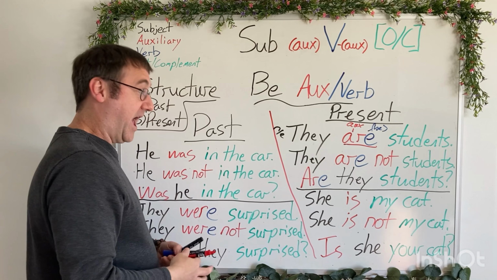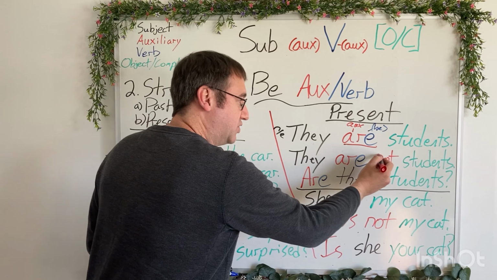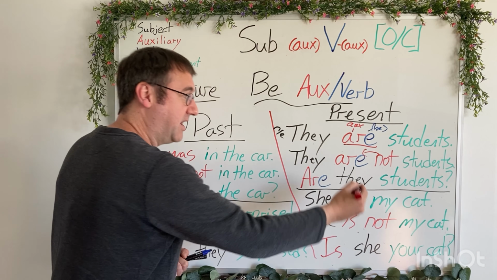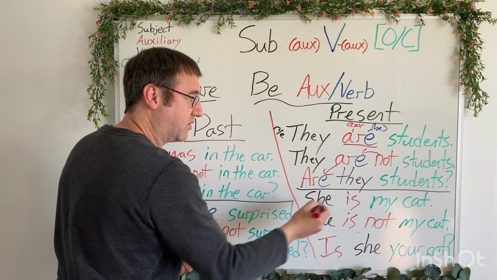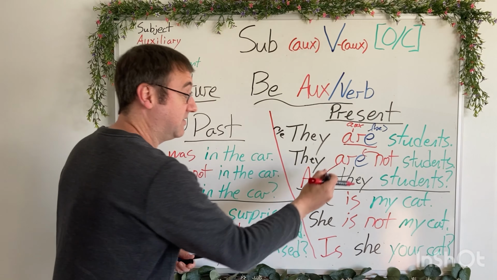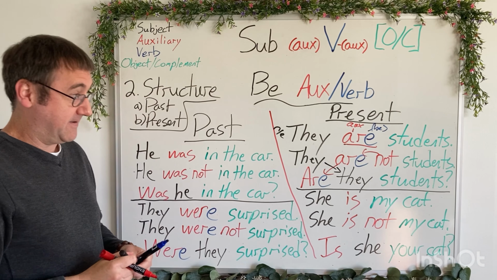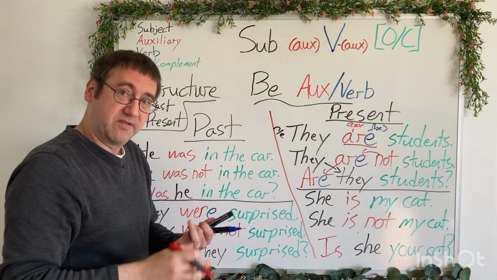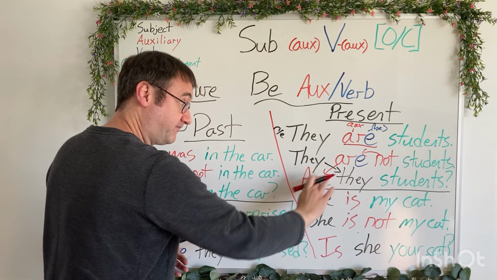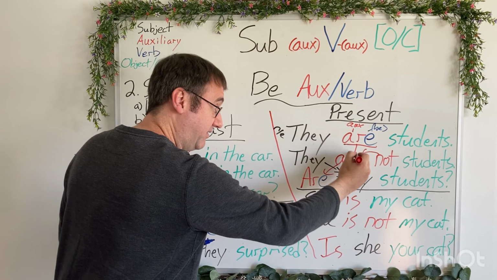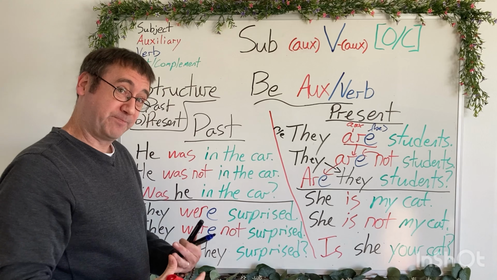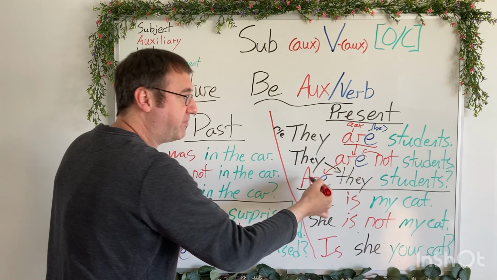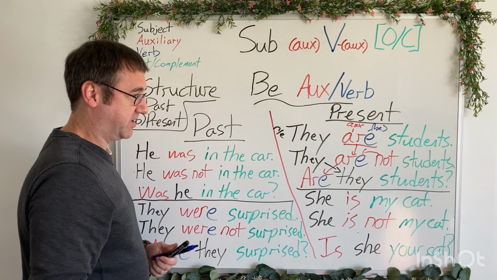Okay. If you want to add the negative, it always joins with the auxiliary. They are not students. And again, if you're going to make the question, you would change the auxiliary and the subject like that. Now, again, with be, you're moving the auxiliary and the verb at the same time, but you're still doing the same thing that we talked about in the original videos. You're just doing it with both pieces instead of just one, okay?